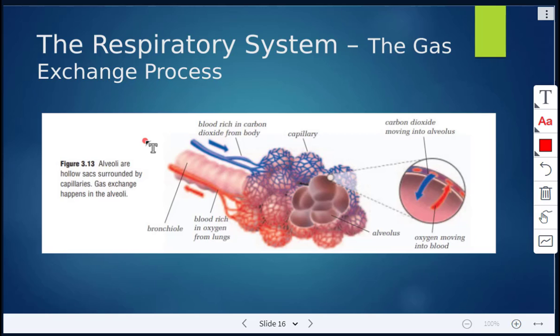And then the oxygen that we have just inhaled will move into the alveolus, and then from the alveolus it will move into our blood. And from our blood, the blood will take it all over to all the cells of our body so that all our cells will get the oxygen they need.